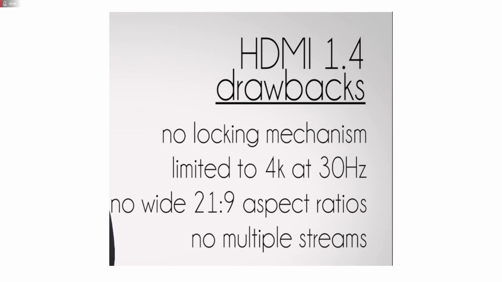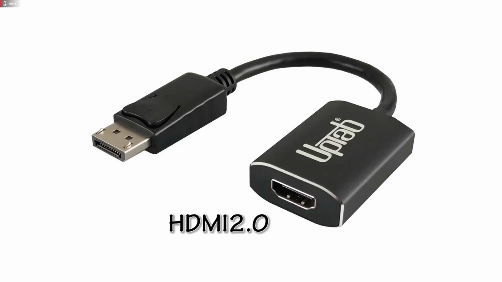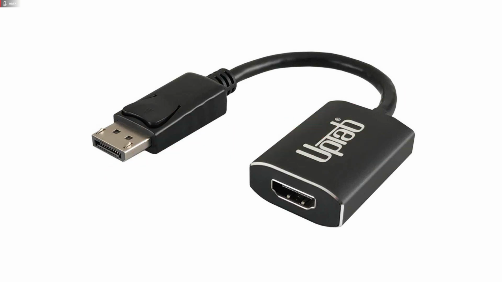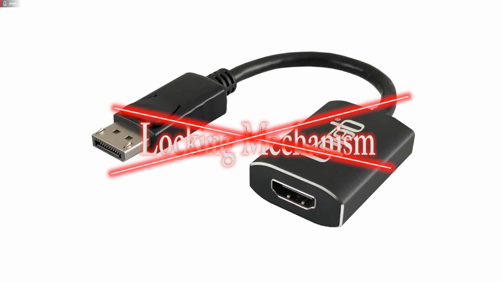But HDMI 2.0 addresses all the above drawbacks except the locking mechanism. In HDMI 2.0 we can stream multiple data. HDMI 2.0 supports 21:9 aspect ratio, and HDMI 2.0 is not limited to 4K at 30 Hz, but it does not have a locking mechanism.